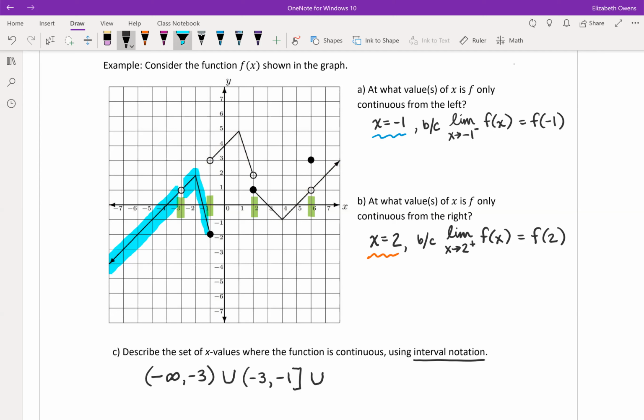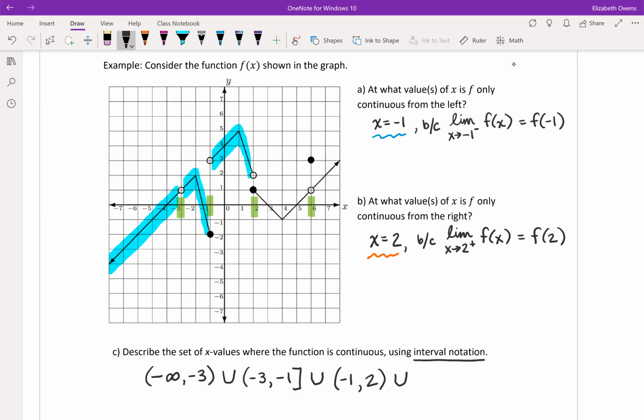And then the next one is going to be between the next two discontinuities. Picking up from -1 and traveling along the function, it's fine, it's continuous all the way up to 2. Now, we would not include -1 in this interval because we do not have that continuity from the right, only from the left. So we're going -1 to 2 and not including either of those.